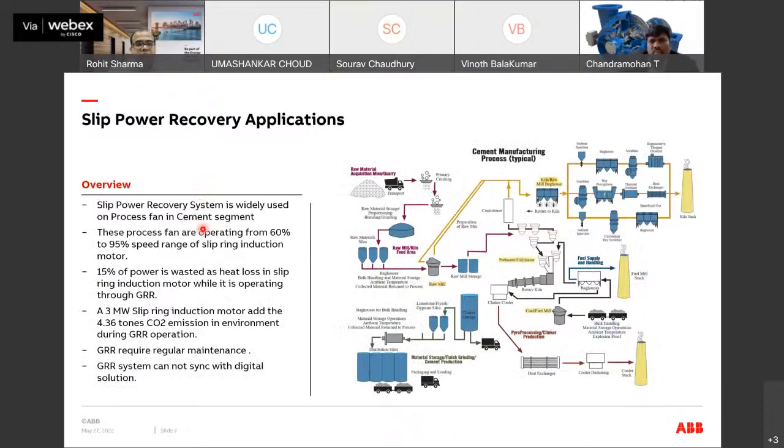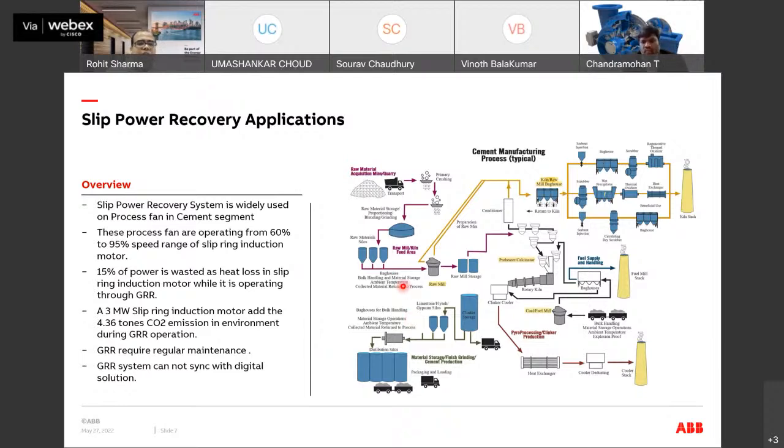So the slip power recovery system, its applications. Here I have highlighted that the slip power recovery applications are on the preheater fan, mill baghouse fan, coal mill fan, and the raw mill fan. Apart from that, on this side the cement mill fan is also used. So these are basically process fans operating on high voltage slip ring induction motors in the speed range of 60% to 95%.